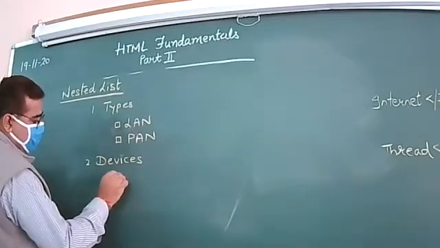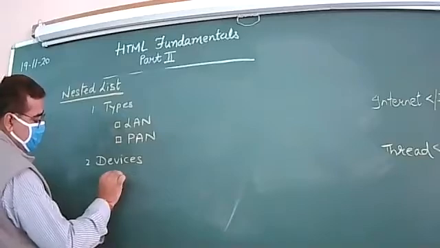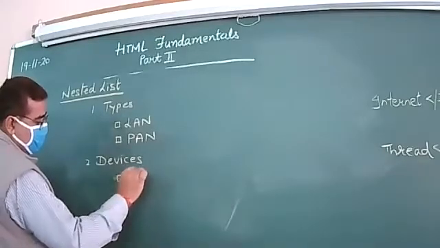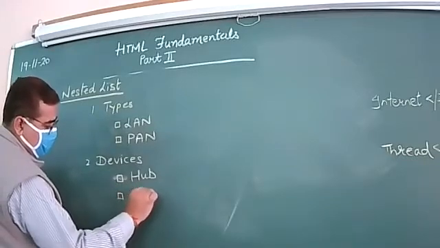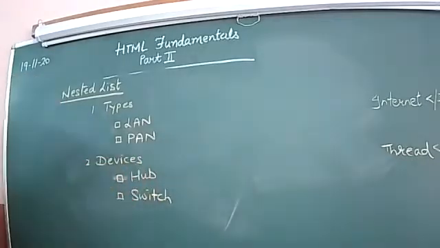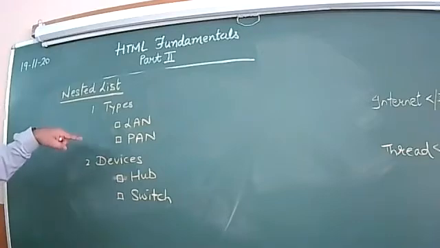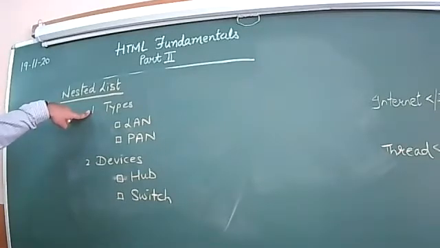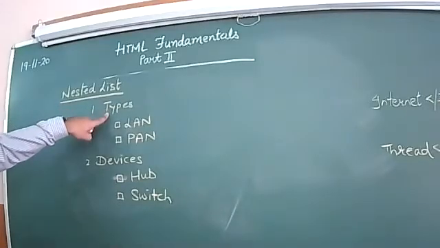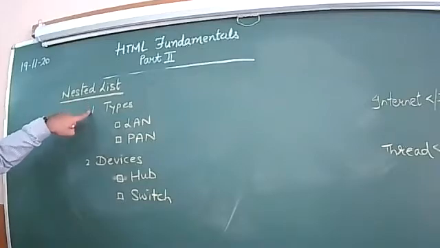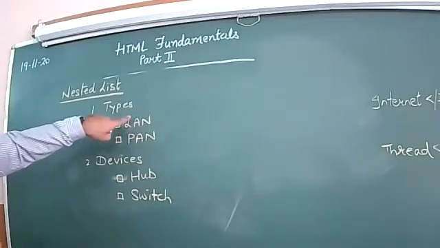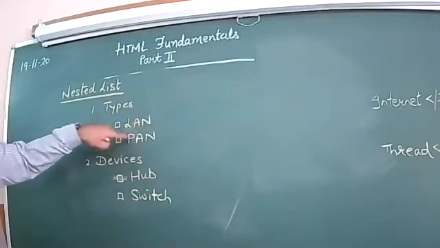I am taking devices as hub and switch. As per the given structure, I have order list as outer list because my first element is being specified by numbers. Inside the order list, I have sub list, which is denoted by bullets.